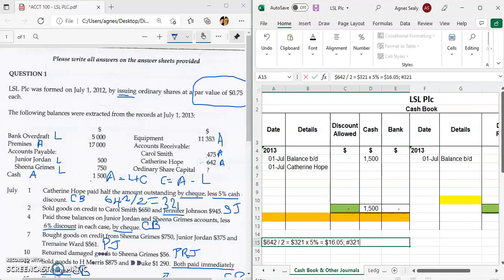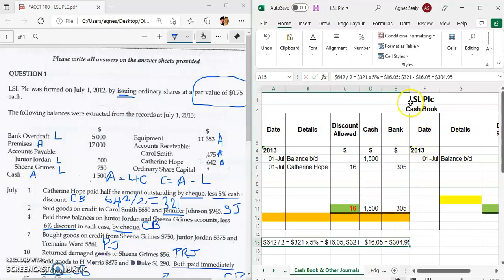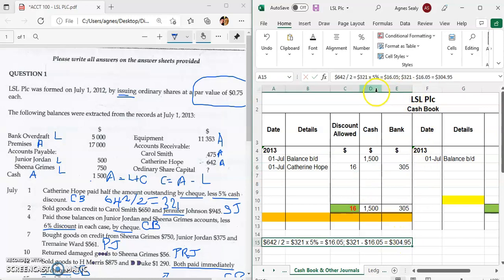And then we are going to subtract to see how much she wrote the check for. So $321 minus $16.05. Let's see how much she wrote the check for. She wrote the check for $304.95. So we are going to put in our discount allowed, $16.05, debit discount allowed, and debit cash, $304.95. And this is for Catherine Hope.